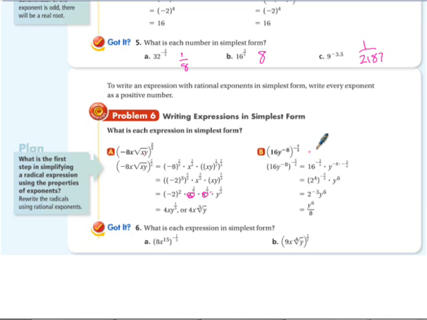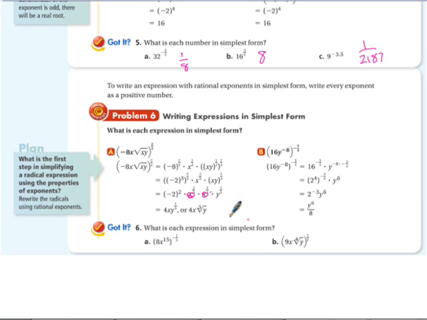Over here, this is negative 3/4, so 16y to the negative 8, all to the negative 3/4. So I apply the exponent negative 3/4 to each part of the term. So 16 to the negative 3/4 ends up being 2 to the negative 3, which is 1/8. Y to the negative 8 to the negative 3/4 ends up being y to the positive 6. That just stays on the numerator.